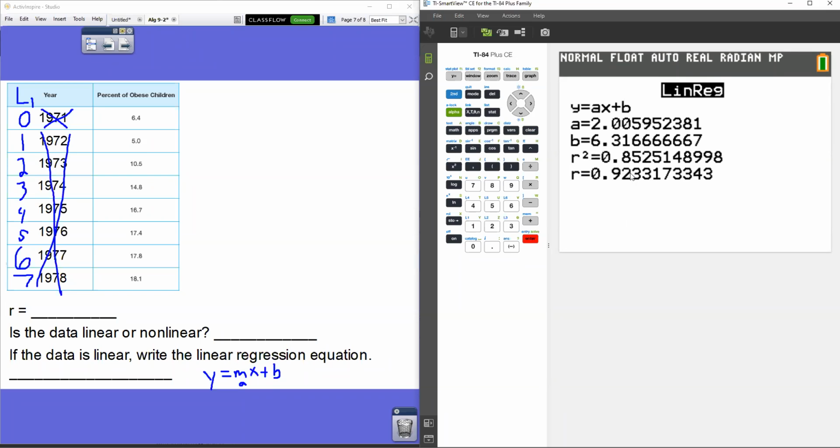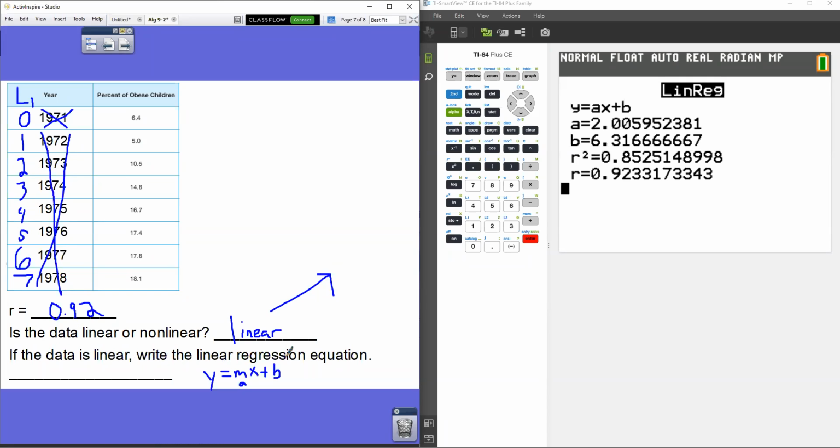We want the R value down here at the bottom. Let's just round this one to the nearest hundredth. So if we round this one to the nearest hundredth, we would have 0.92. Is the data going to be linear or nonlinear? This is going to be linear. Those dots are really close together. They would be forming a straight line and they would be going up.